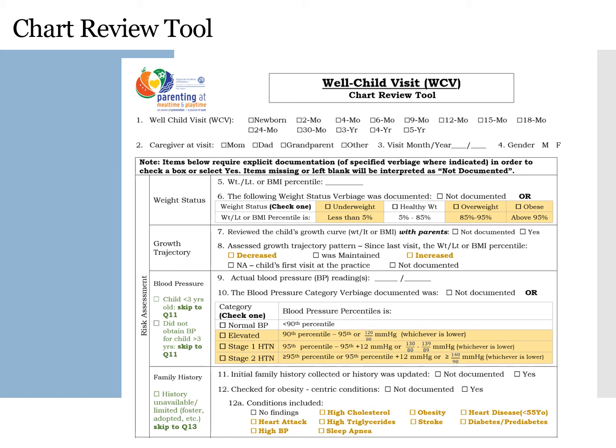The final component is on family history, and this looks at if the family history was collected and updated and having documentation of that. And if it was obesity-centric, did you perform and evaluate that child for obesity-centric conditions? Those items are highlighted in bold yellow text at the bottom of this section, and you can note any positive indication for those conditions.